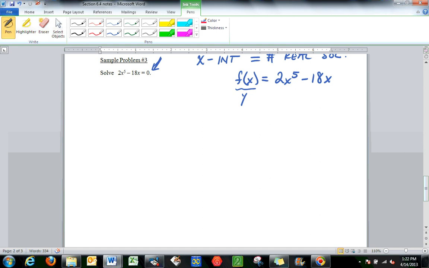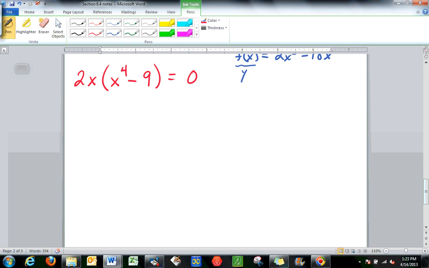Okay, if we take a look at this, the first thing that we can do is we have some common monomials here. 2 is common in both terms and x is common in both terms. So I'm going to say 2x, and that leaves me with x to the 4th, and it actually leaves me with a 9, and of course this is all still equal to 0.